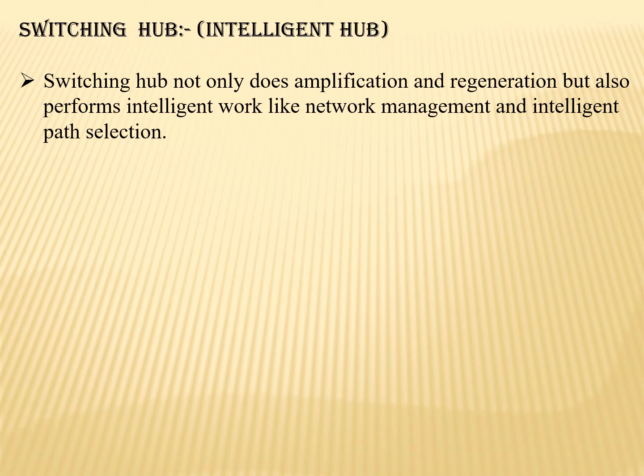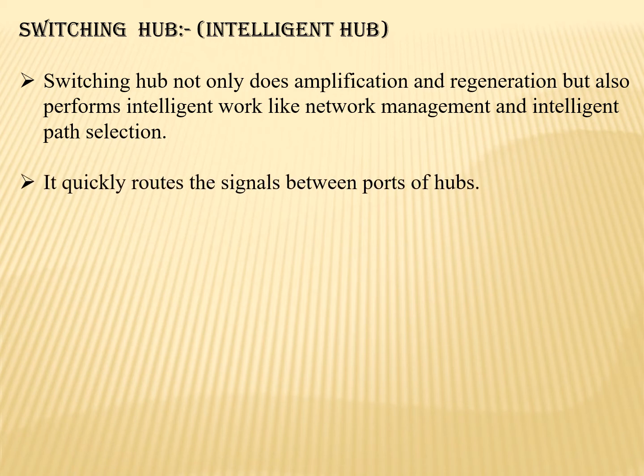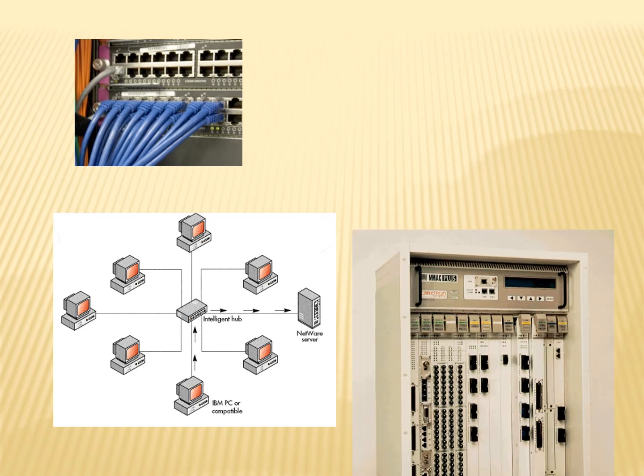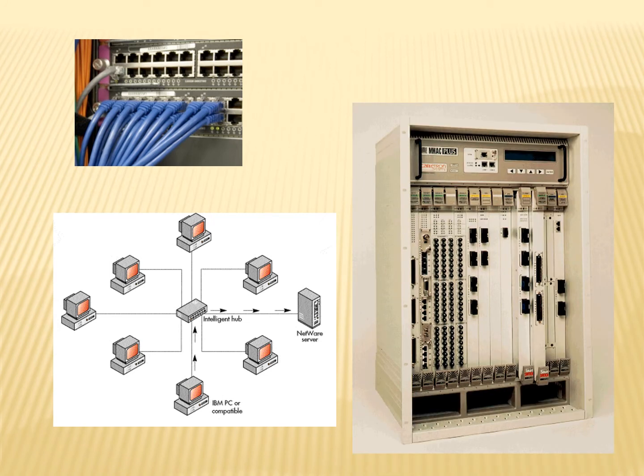Switching hub not only does amplification and regeneration but also performs intelligent work like network management and intelligent path selection. That is, it will be properly selecting the path to route the data. It quickly routes the signal between the ports of the hub. It can be used in place of a router. As we have discussed, we can use this in place of a router. So these are a few diagrams of the intelligent hub. See how the connection is being done in the intelligent hub in the first diagram. Now, by this, we complete the concept of hub, the next connectivity device.